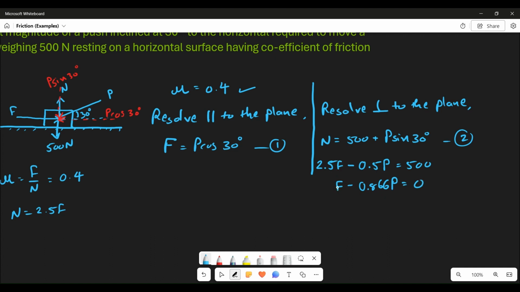Now these are your two equations and you need to find out p. So what will we do? We will eliminate this f. To eliminate this f, you need to multiply this second equation with 2.5. So the first term you will get is 2.5f. Now multiply 0.866 with 2.5, you will get 2.165 p is equal to, multiplying 0 with 2.5 is 0, so is equal to 0.